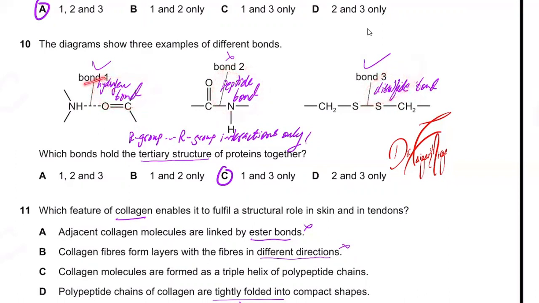So this is bond 1. The bond 1, you can see it's a dotted bond. It must be a hydrogen bond because it's present between a hydrogen and an oxygen. Oxygen belongs to another structure and hydrogen belongs to another structure. So the bond between them must be a hydrogen bond.